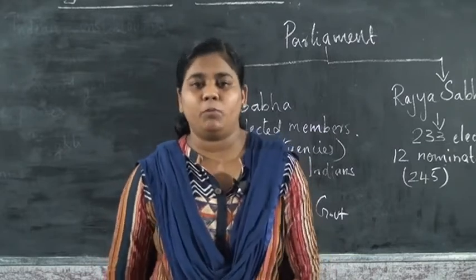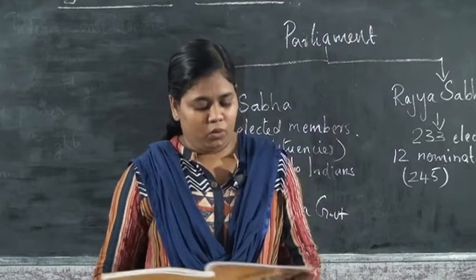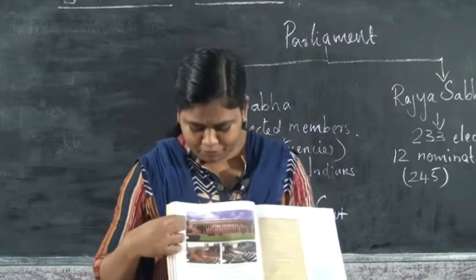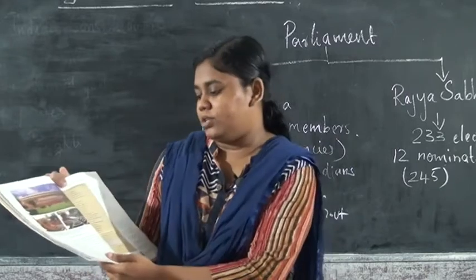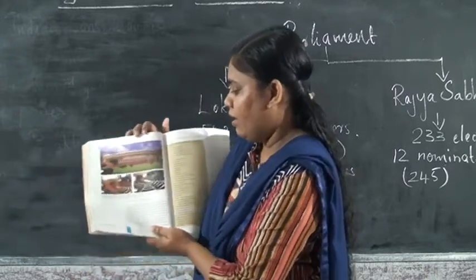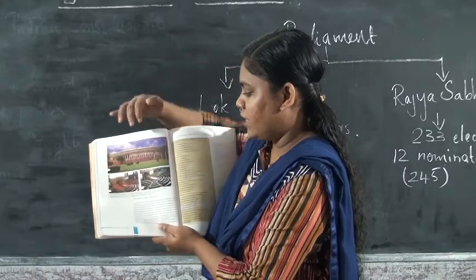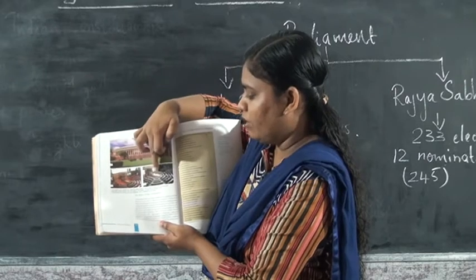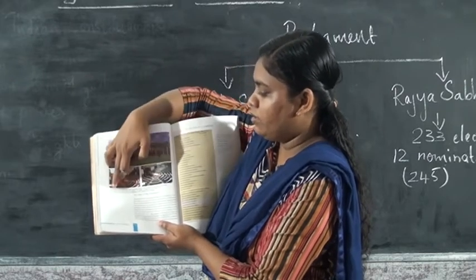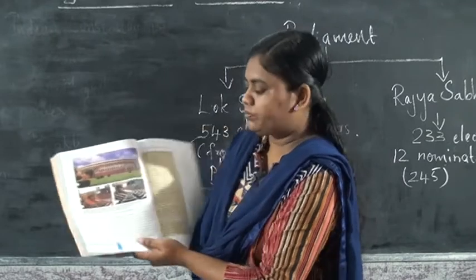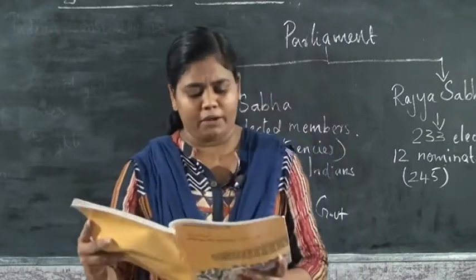What is the role of the parliament? On page number 34 you can see the pictures of parliament. The first is the Parliament of India, the second one is Rajya Sabha, council of states, and the third one is Lok Sabha. You can see the descriptions below the pictures. So what is the role of the parliament?